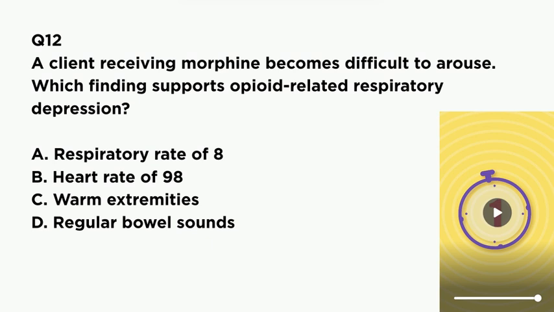So the correct answer is letter A. A low respiratory rate indicates opioid-induced respiratory depression. B is incorrect because heart rate alone does not really confirm respiratory depression. C is also incorrect because warm extremities are not connected to opioid toxicity. And D is also incorrect because bowel sounds do not really assess respiratory status.